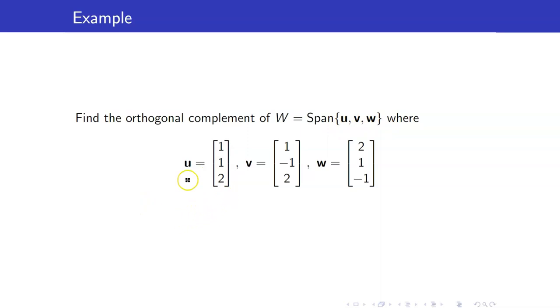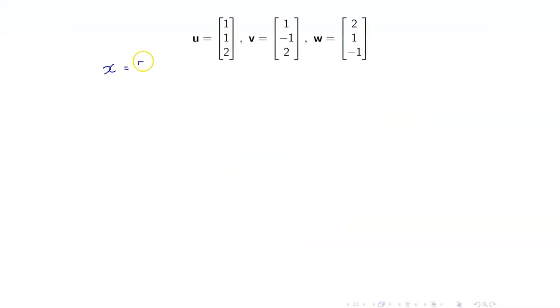According to our theorem, to get W perp, we just have to get the set of vectors that are orthogonal to U, V, and W. Let us now find the set of vectors perpendicular to U, V, and W. Let us call my vector x, with components x1, x2, x3. U dot x is equal to 0. V dot x is equal to 0. And W dot x has to be equal to 0 as well.